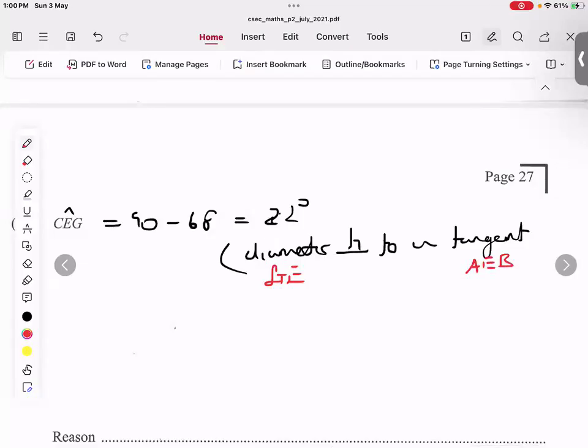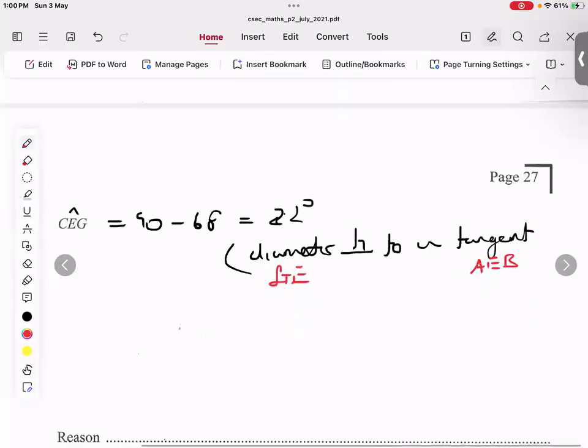And once you tell the marker that, the marker will know where you get the 90 from. Because you have to give a reason for how you get this 90. Where does this 90 come from? Out of the blue? Or you just come up with 90? All right, and that's the reasoning.